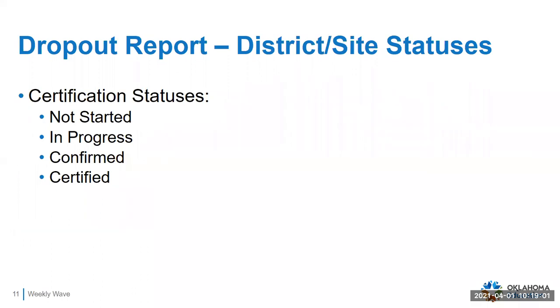We have 4 certification statuses for this report. Not started, meaning nobody has opened the report for the site. In progress, meaning at least one person in the district has opened the report. Confirmed, meaning that a site principal, or if a superintendent's running a dual role, that person has confirmed that site, meaning that it is 100% accurate to their understanding at the time of pressing that button.